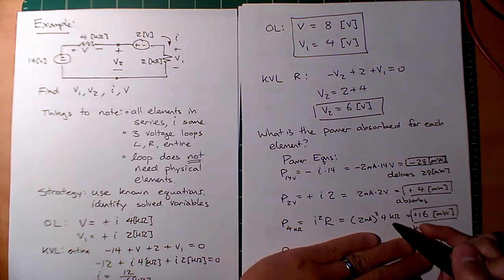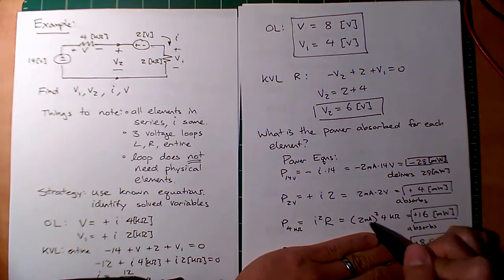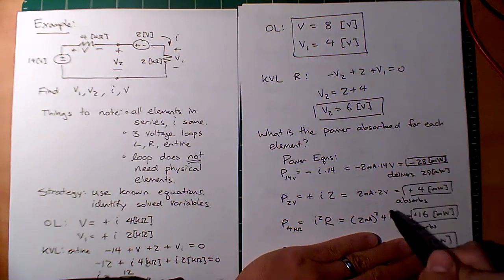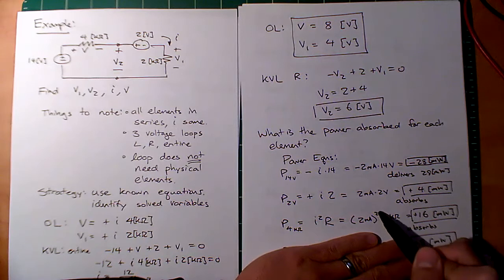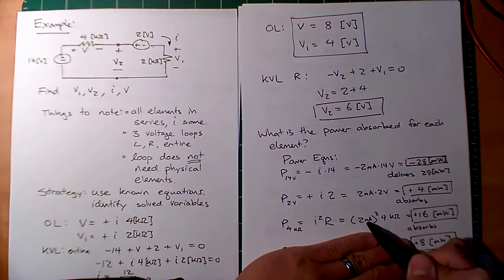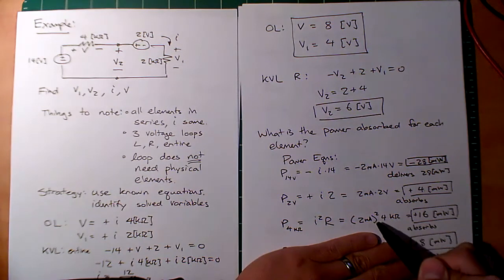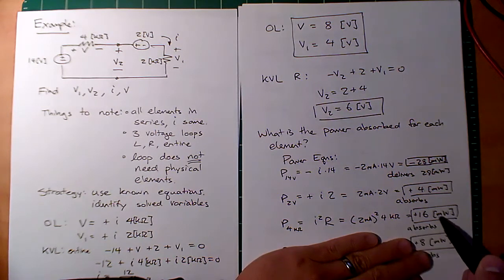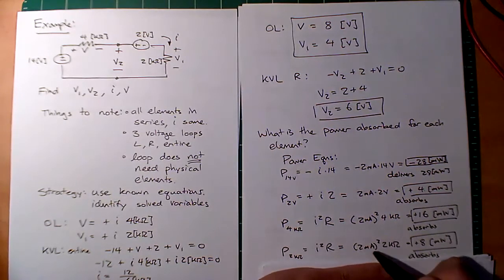Now, again, I gotta be careful. You might think, oh, the milli and the kilo cancel. No. You have the square here. So I have an extra milli, right? One of the millis cancels with the kilo, but I still have an extra milli, so I still have 16 milliwatts, okay? And then we go one more, and we have 2 milliamps squared times 2 kilo ohms, same deal, and we get 8 milliwatts, okay?